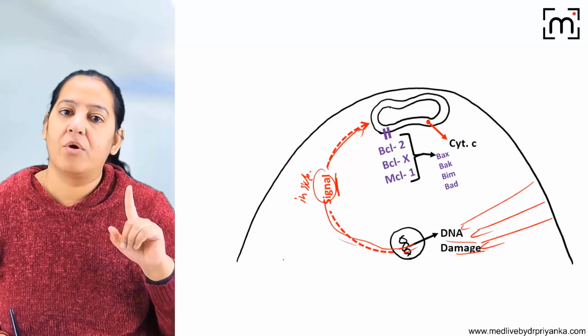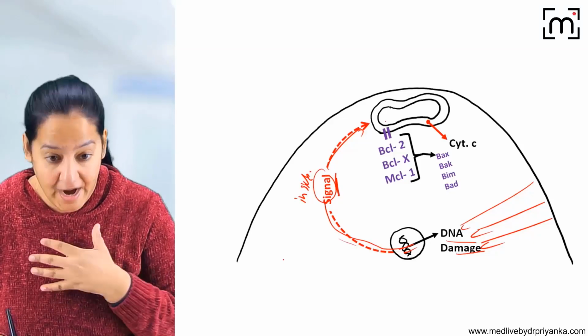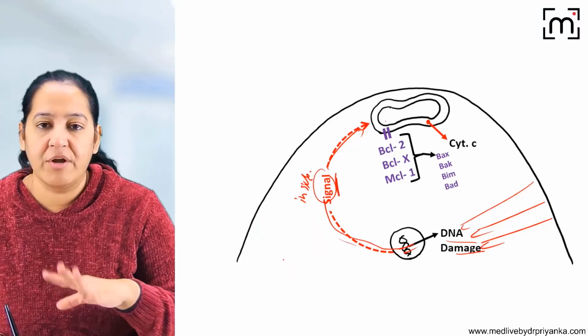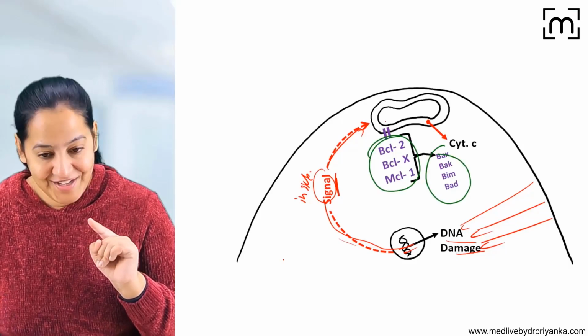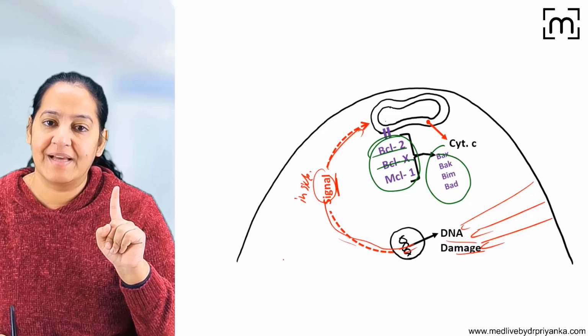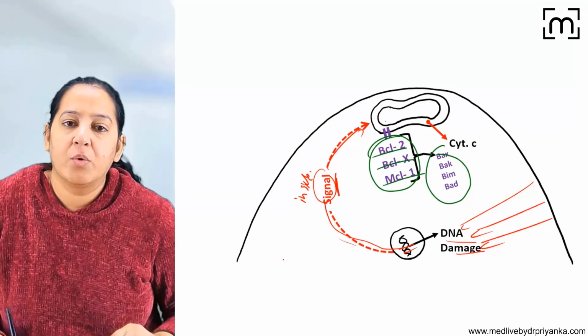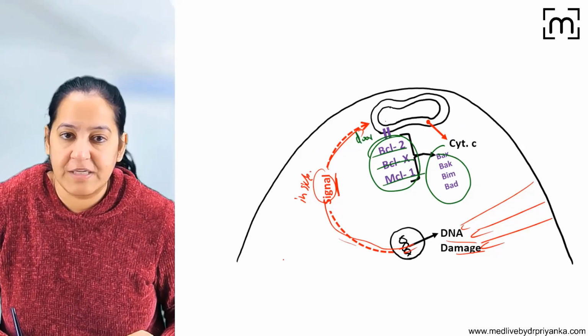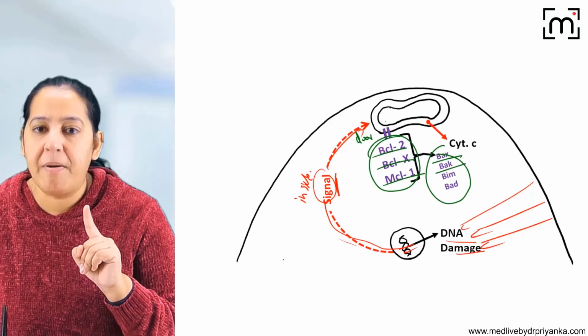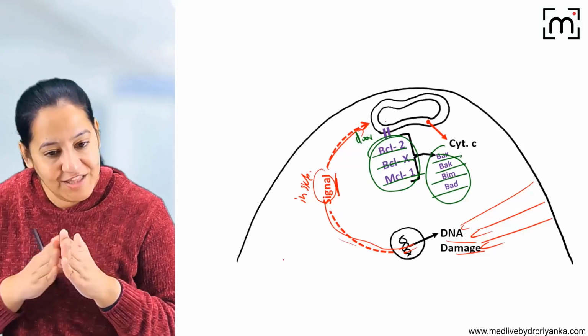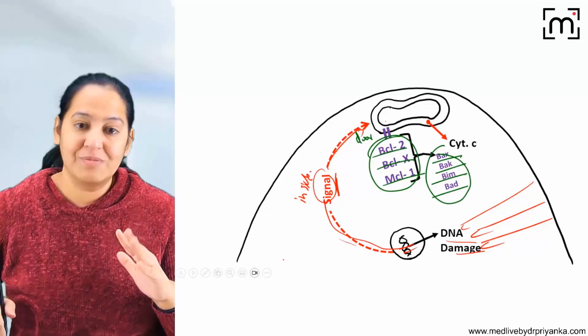As soon as the mitochondria get the signal that they have to commit suicide, the mitochondria will replace the guards. So initially the three guards, BCL2, BCLX and MCL1, close the door. They close the transit. They do not allow the cytochrome C to come out. Now they are replaced by other guards: BAX, BIM, BAD. They open the door and allow the cytochrome C to come out.